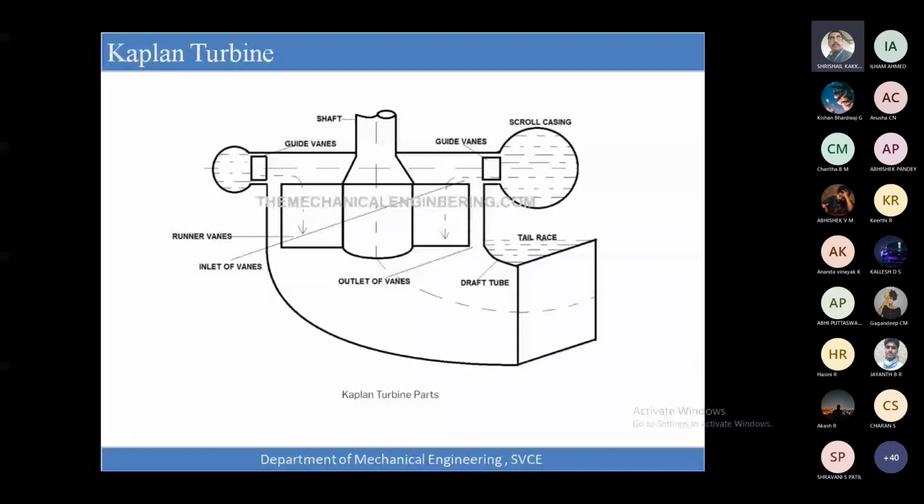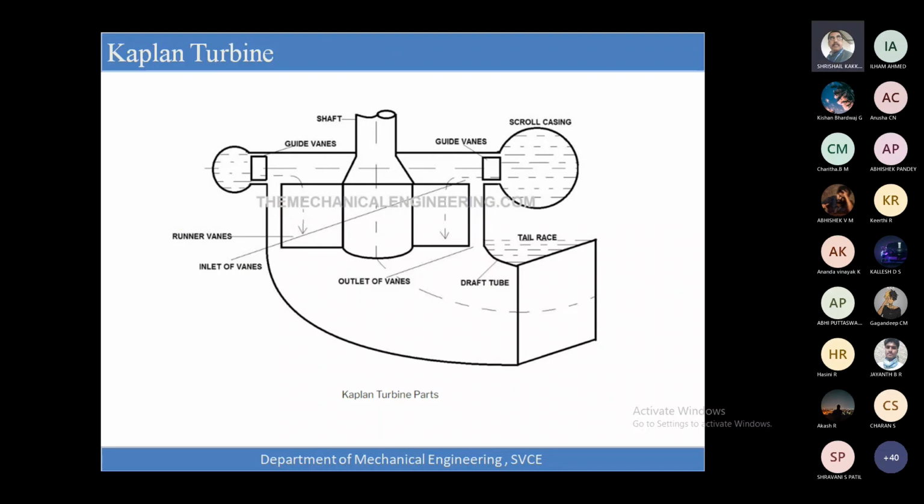The water from the penstock enters the scroll casing. The scroll casing is a pipe which will have varying cross sections, and from here the water will enter the guide vanes. The guide vane, as the name indicates, will guide the water to get into the inlet vanes, and at the same time it will control the flow of water onto the vanes. Once the water leaves the guide vanes, it will enter the runner vanes.